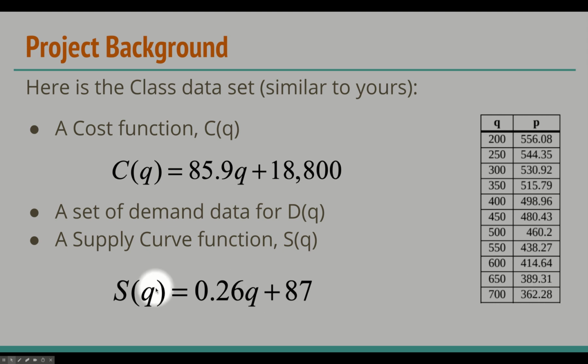The third thing that we're going to have is called a supply curve, or a supply function, S of Q, which measures the supply conditions for this product in this market. We will discuss this later, but for now, let's just focus again on some of the big ideas of what's going to happen in the project. Each person, or each team, will get these 3 pieces of information. And then we'll be exploring these functions in different ways, including graphically.